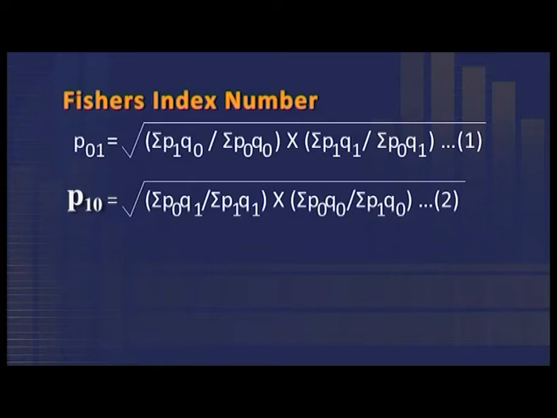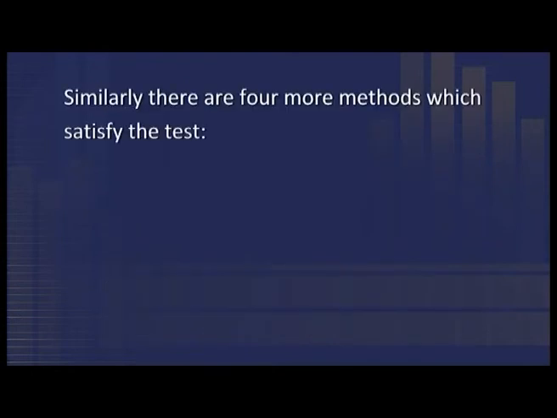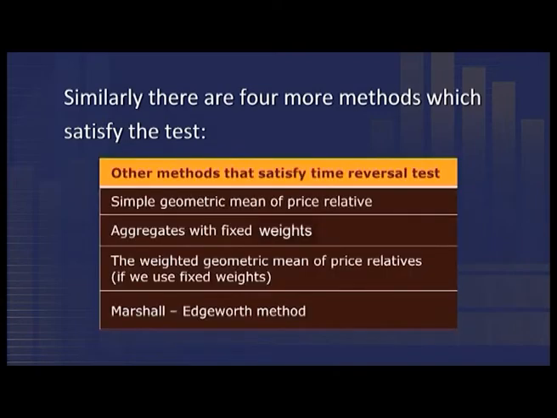Now, by taking the product of both the equations, we will get unity as the answer, which indicates that Fisher's ideal index number satisfies the test. Similarly, there are 4 more methods which do satisfy the test: simple geometric mean of price relatives, aggregates with fixed weights, the weighted geometric mean of price relatives if we use fixed weights, and the Marshall-Edgeworth method.